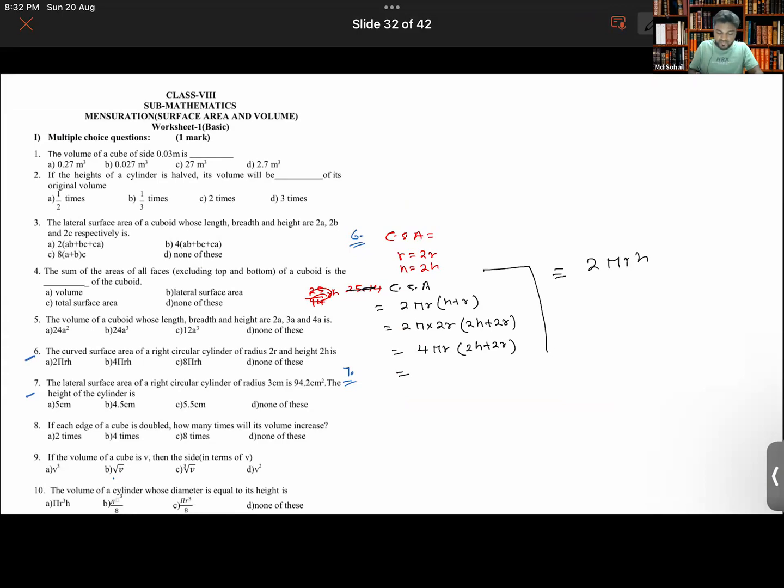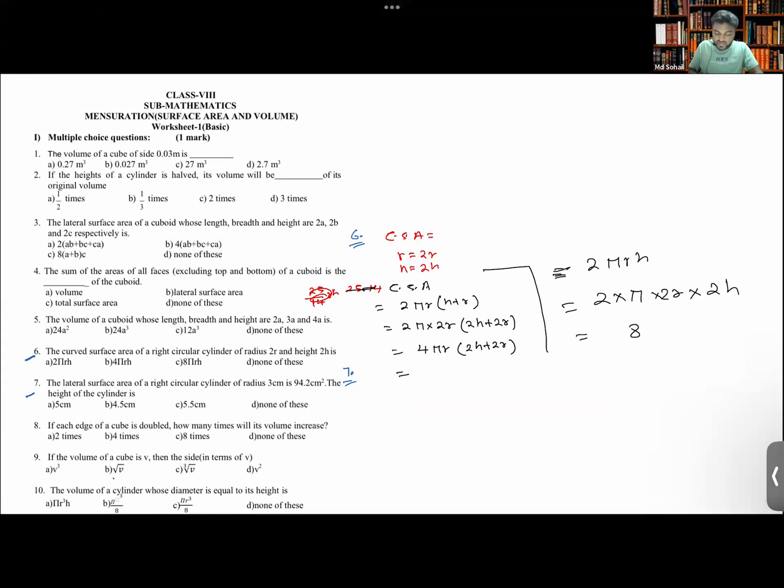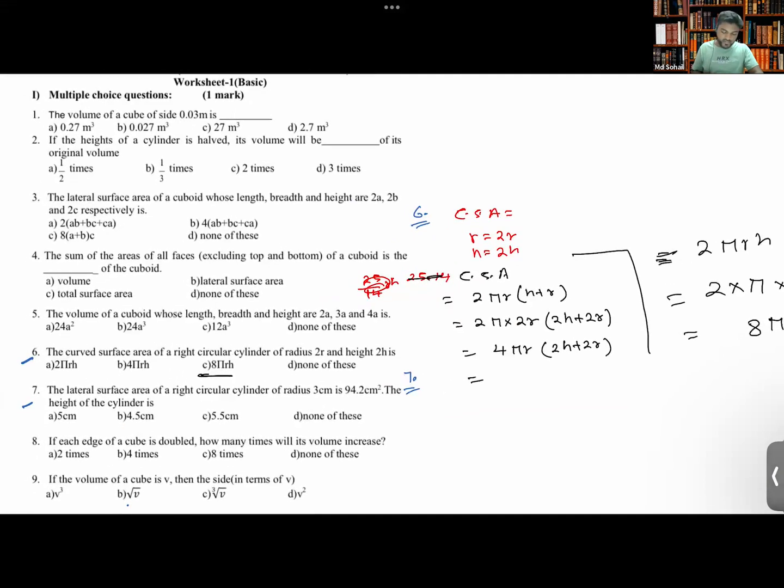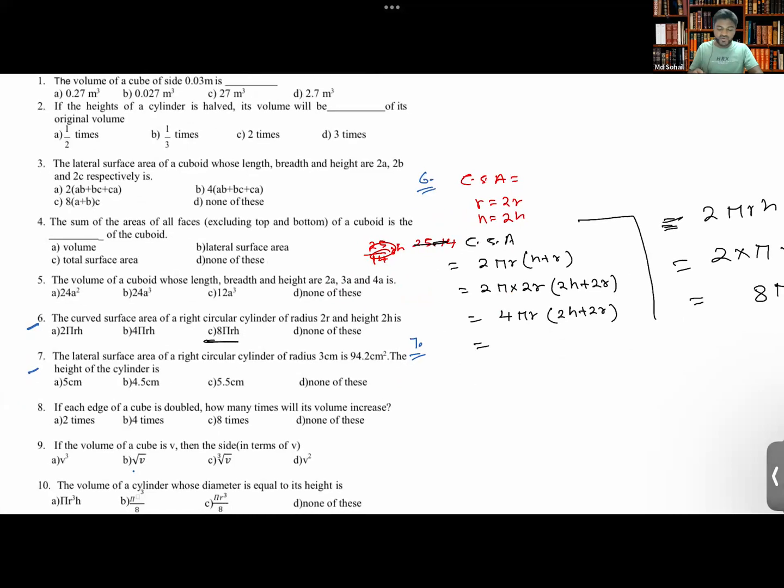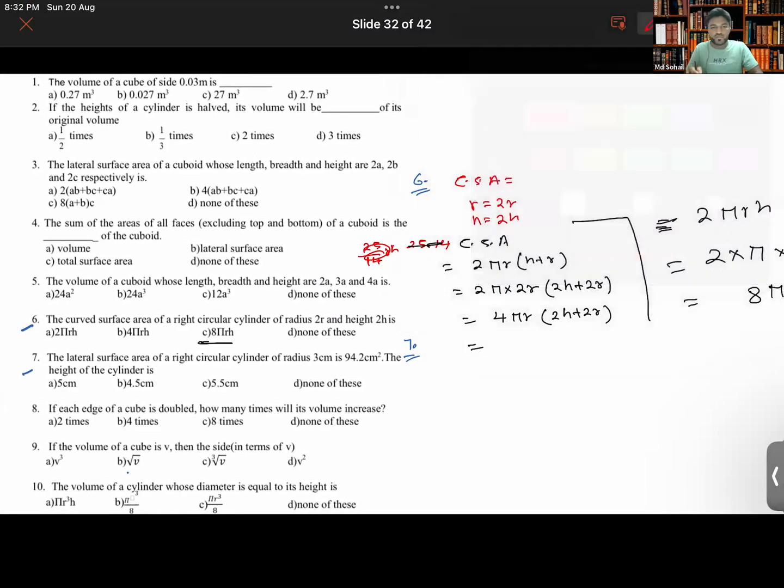Good. So 2 into pi into radius, that is 2r, into height, that is 2h. So 8 pi rh. Is that given in the option? Yes, it is given already, option number C. Did you take the value of pi as 22 upon 7? No, you are not required. If it's mentioned in the question, then only you will be taking the value of pi. Getting it now?